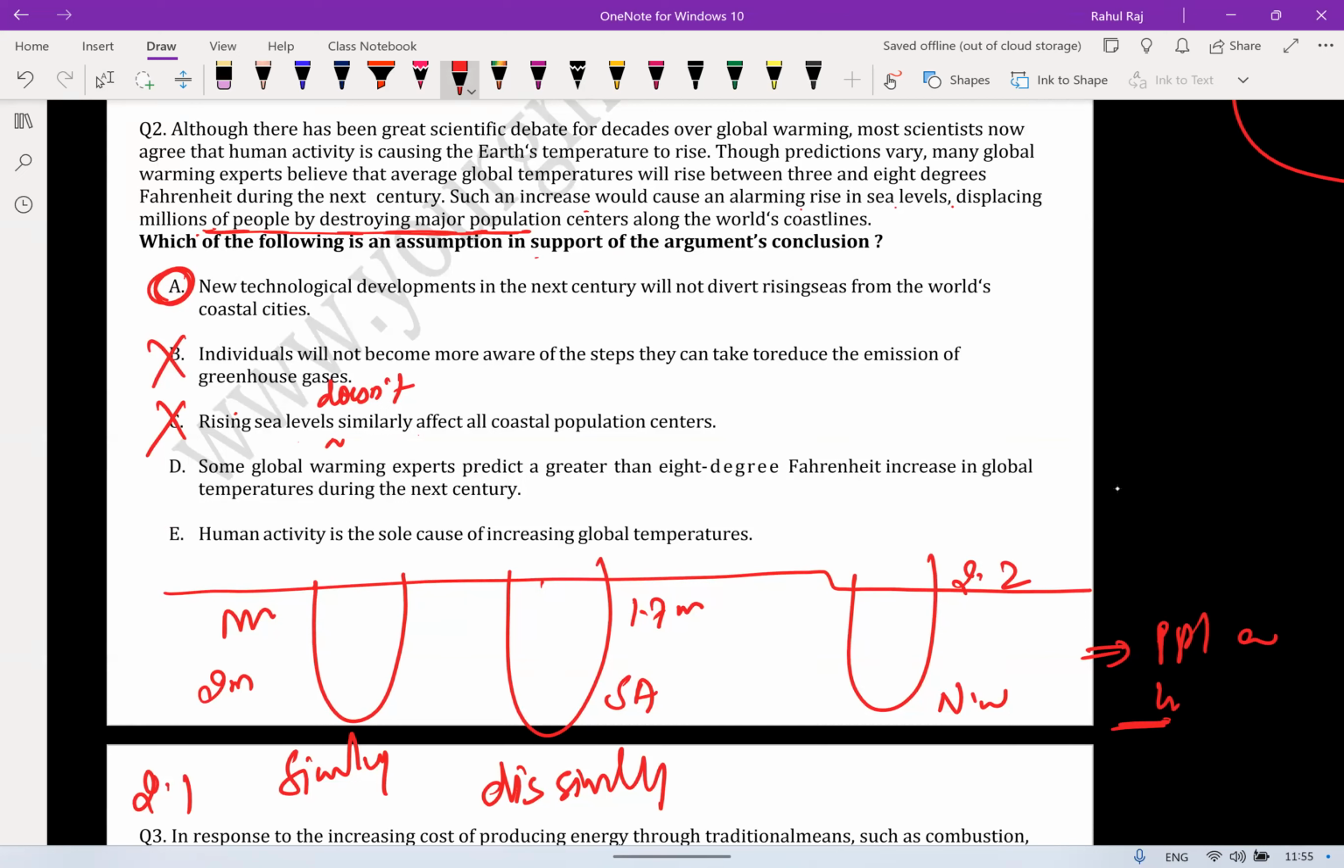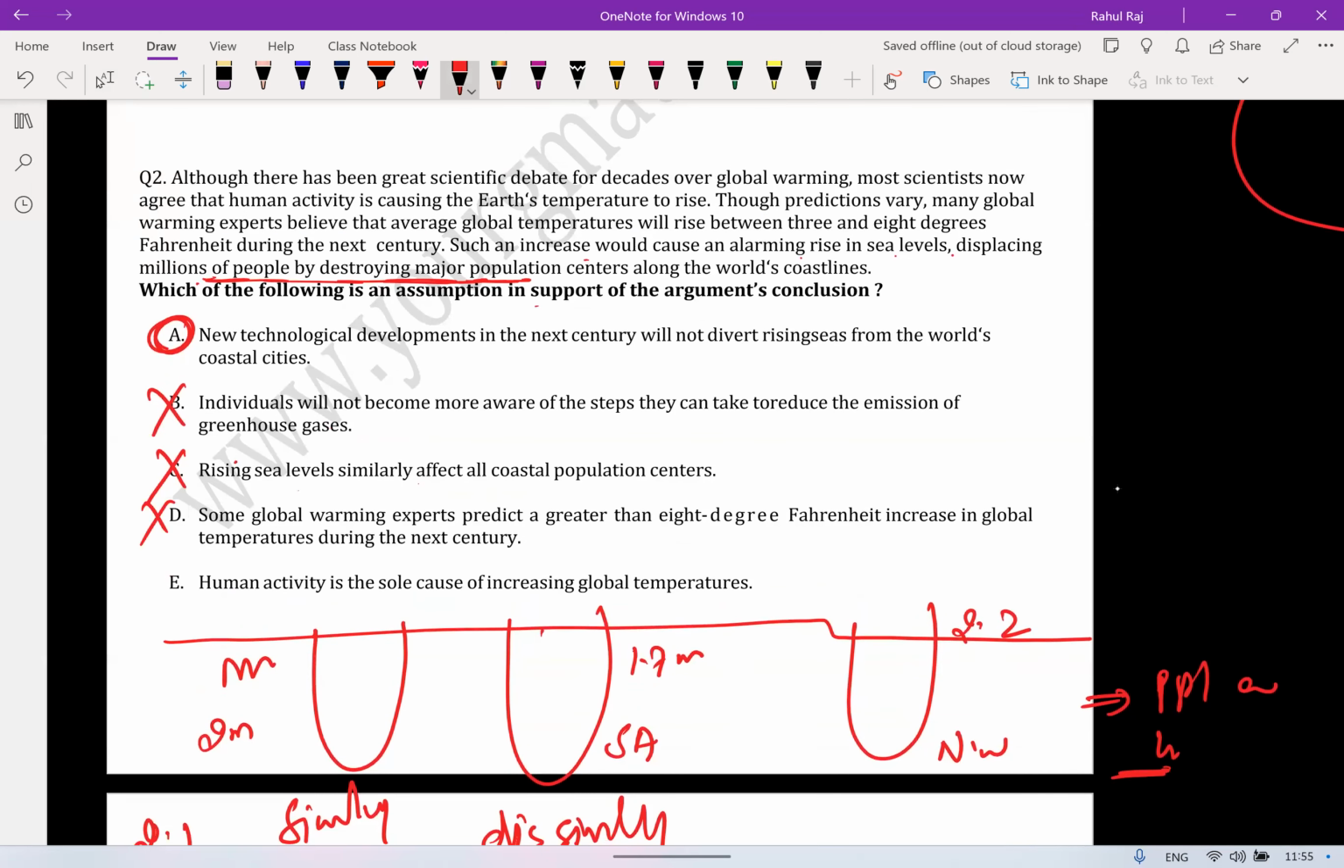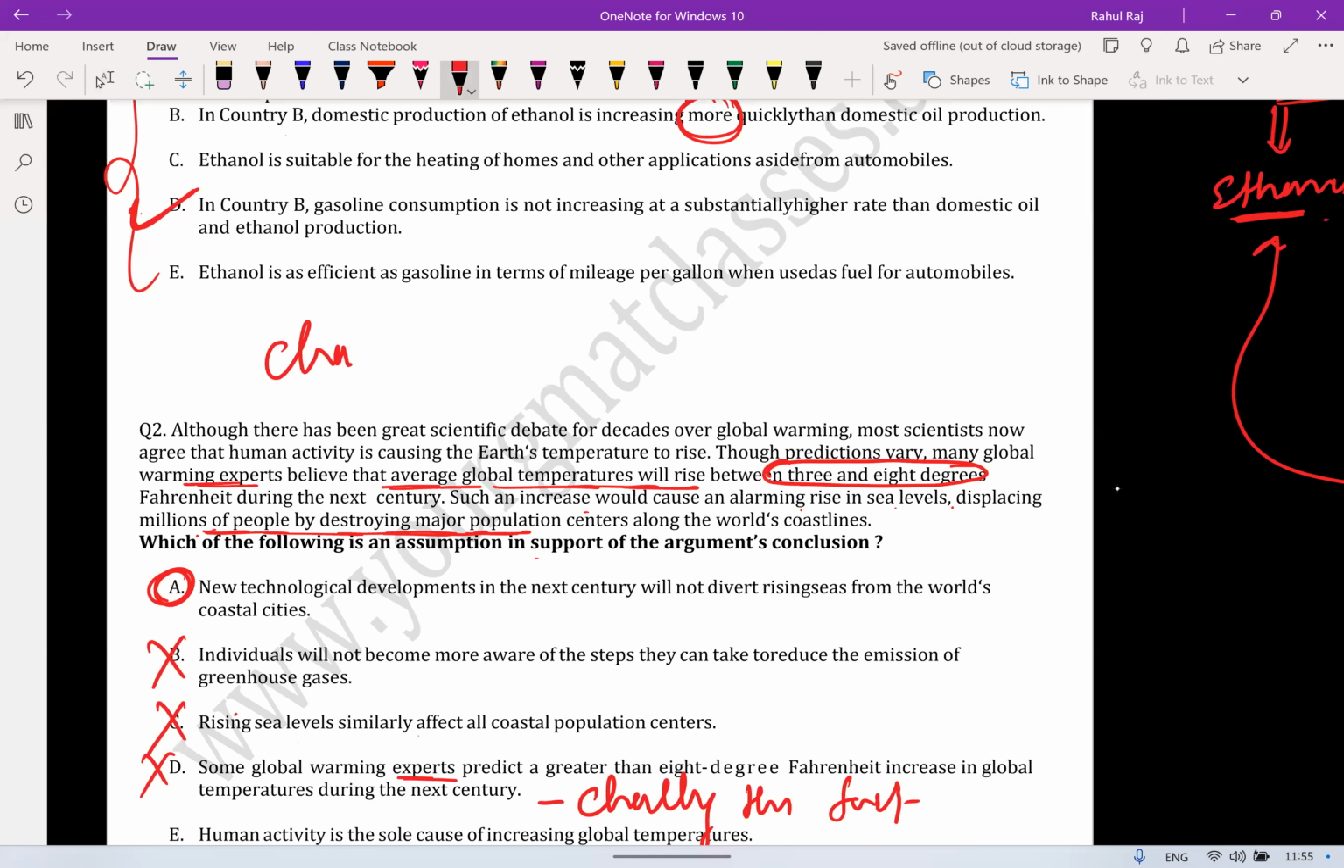You just have to believe in what you're doing. It might look very familiar to you. Okay, this could be the answer, but what looks familiar may not be the answer at all. Option D, I can straight away reject because it is trying to challenge the fact. I don't have to challenge the fact. It says many global warming experts believe that average global temperature will rise between 3 to 8 degrees Fahrenheit. I have told you in the first class, any answer choice that challenges the fact is 100% wrong.